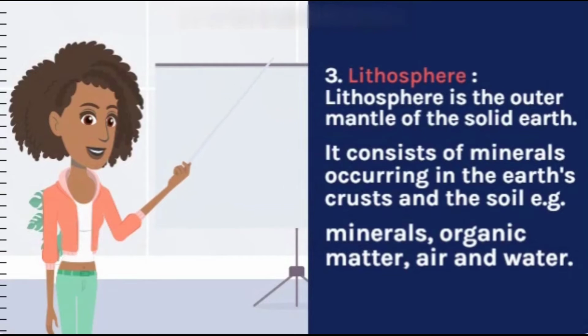3. Lithosphere. Lithosphere is the outer mantle of the solid Earth. It consists of minerals occurring in the Earth's crust and the soil, for example, minerals, organic matter, air and water.